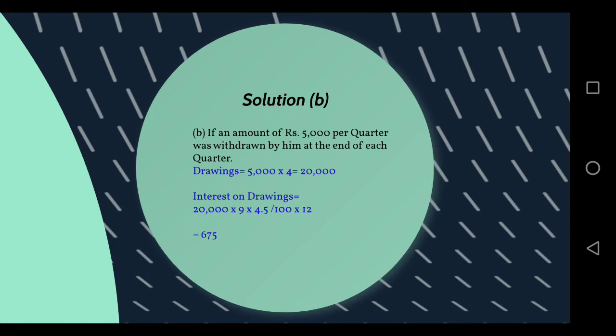Now on 20,000 we have to calculate interest for 9 months, taking the average period as that is end of quarter. So according to that table, 6 minus 1.5, 4.5 months. So 4.5 months we will calculate interest for. So that amount comes to rupees 675.